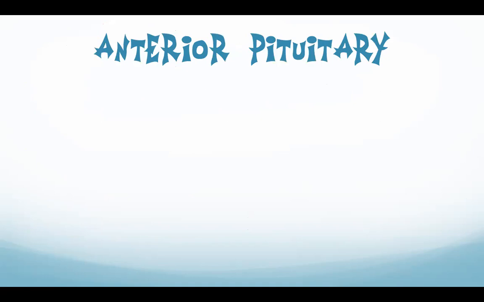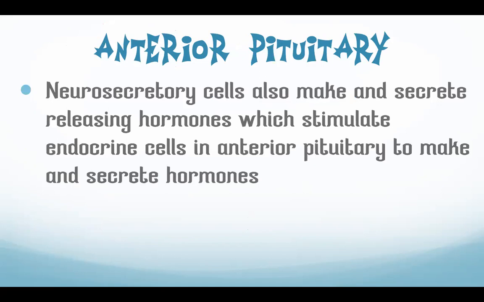Okay, now on to the anterior pituitary. Now, the anterior pituitary is going to be more complicated. The posterior pituitary is the easiest thing to understand, because the posterior pituitary itself doesn't make any hormones. It just stores the two hormones from the hypothalamus. But it gets a lot more complicated when you talk about the anterior pituitary.